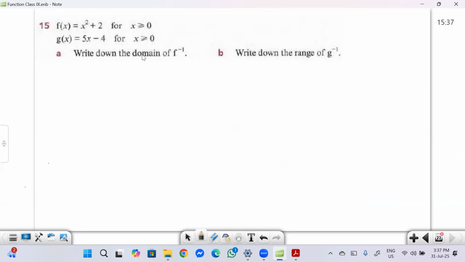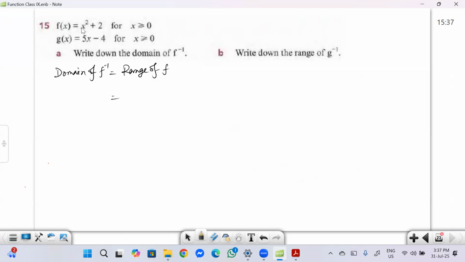Okay. So here f of x, g of x, they are given. You need to find out the domain of f inverse x. So now to find out the domain of f inverse x, it will be equal to the range of f. How do we find the range of f actually?